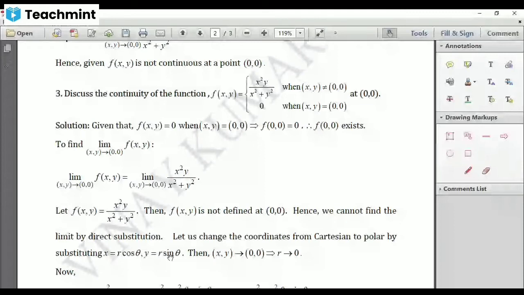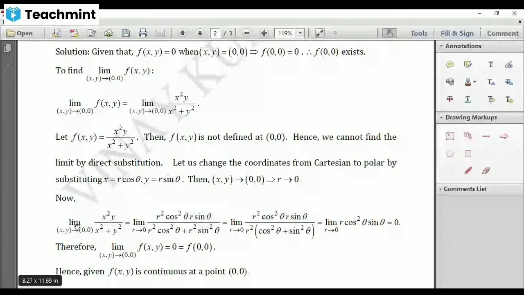If x equal to r cos theta, what is your x? Your x goes to 0. So 0 is equal to r cos theta, which is nothing but r goes to 0. Right? If you put y equal to 0, 0 equal to r sin theta. If you send this to this side, you'll get r goes to 0. So as the ordered pair x comma y tends to 0, 0, your r goes to 0. Use these substitutions in this limit and see what happens.